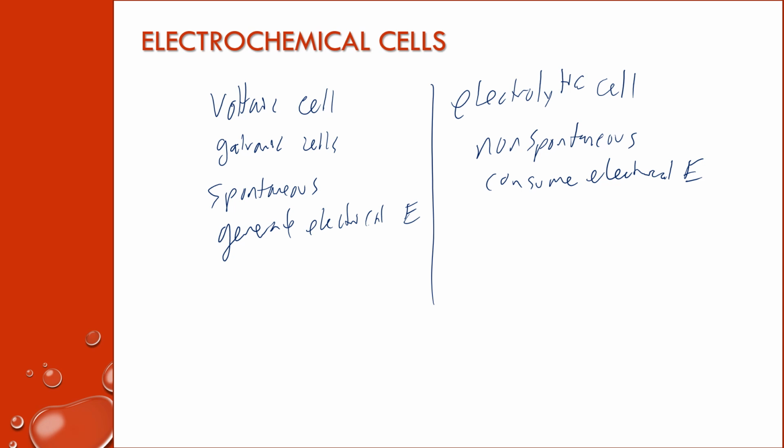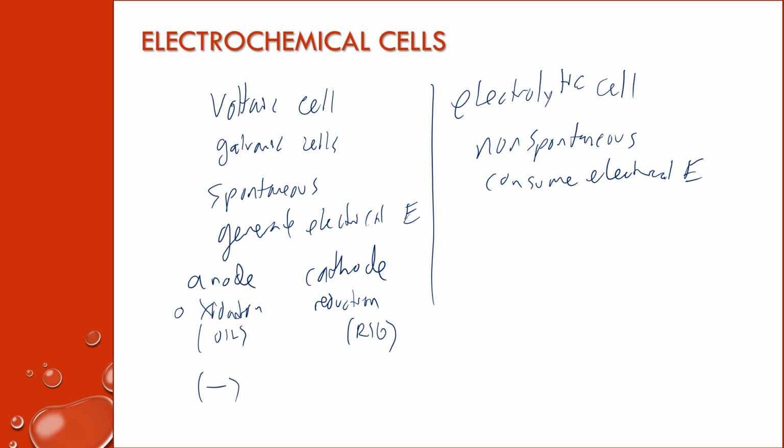Now, in a voltaic cell, you're going to have an anode and a cathode. The anode is where oxidation occurs. Remember, oxidation is losing electrons. The cathode is where reduction occurs, and reduction is where it gains electrons. Then in a voltaic cell, we label the anode the negative electrode and the cathode we label the positive electrode.